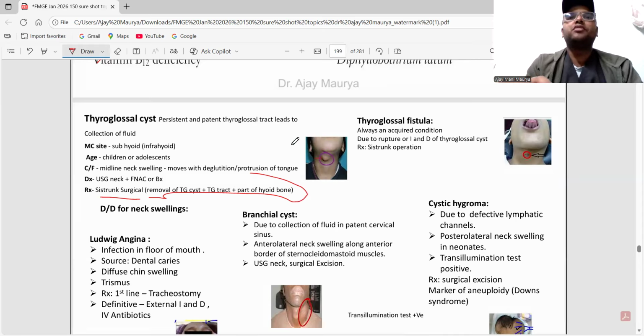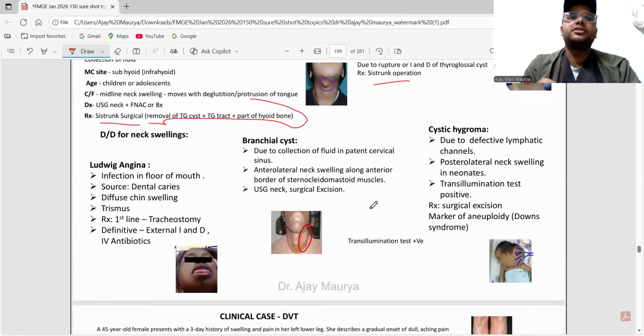Most probably they are going to give this image and ask what the surgery is: Sistrunk surgery. What is the most common cause? It is the persistent and patent thyroglossal tract. This is the thyroglossal cyst. It is always an acquired condition due to rupture or infection of the thyroglossal cyst. Surgery is the treatment.